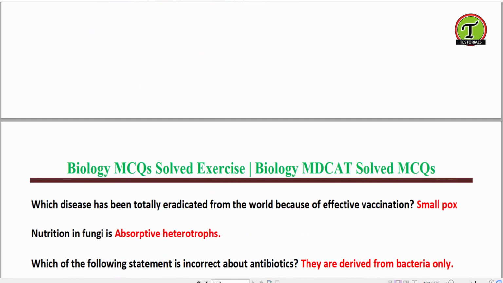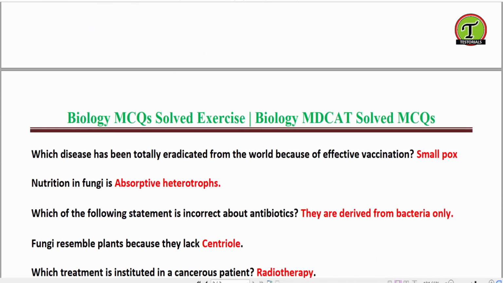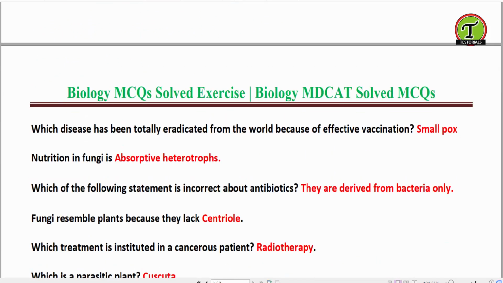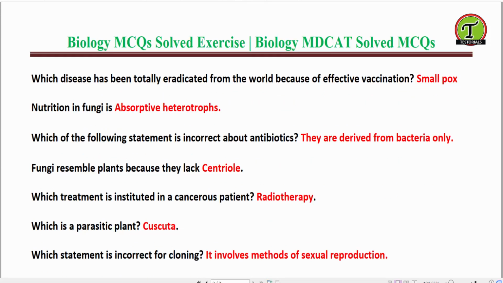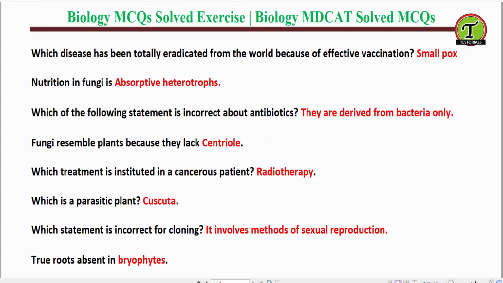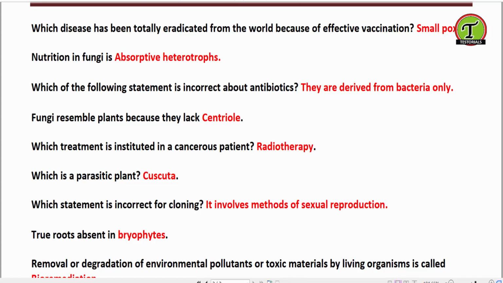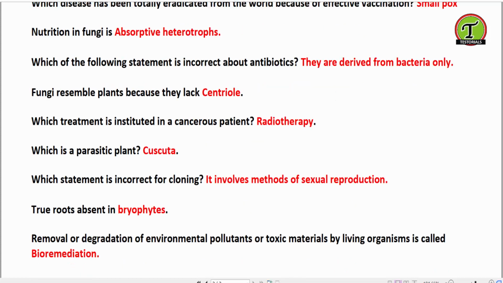Pigment present in red algae is phycoerythrin. Which disease has been totally eradicated from the world because of effective vaccination? Smallpox. Nutrition in fungi is absorptive heterotrophs. Which of the following statement is incorrect about antibiotics? They are derived from bacteria only. Fungi resemble plants because they lack centriole.